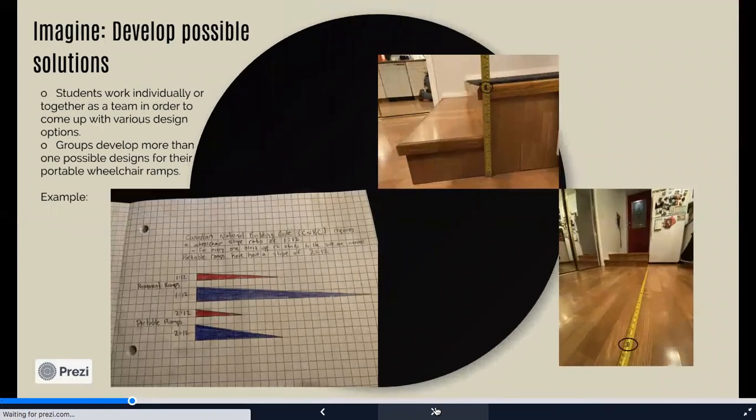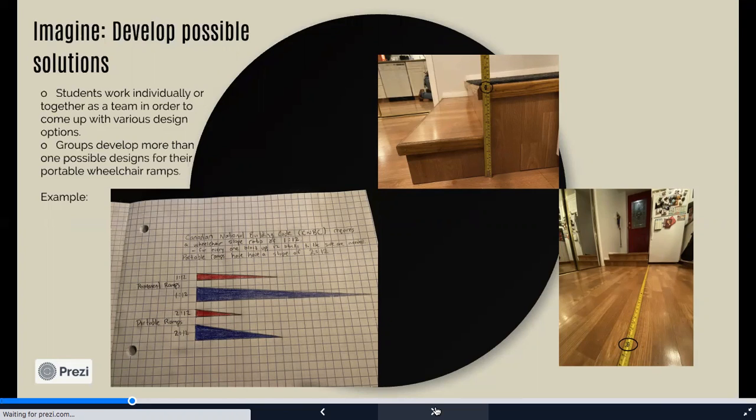Imagine. The imagine portion of the engineering design process is where students will brainstorm possible solutions to the problem. This is where the teamwork is required in order to imagine as many solutions as possible. The students can build on each other's ideas and are encouraged to be as creative as they want. Once the students have come up with a number of viable solutions, they move on to the next step of the process. The images here describe the parameters of the proposed prototype.